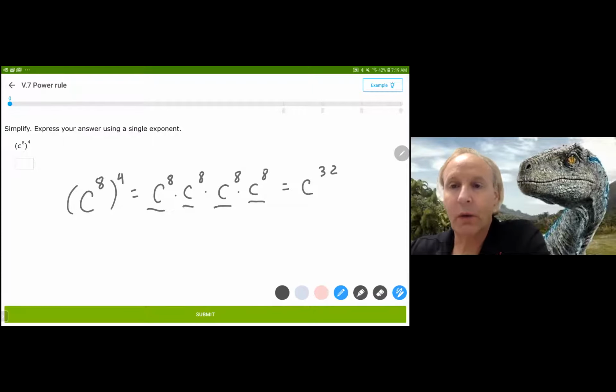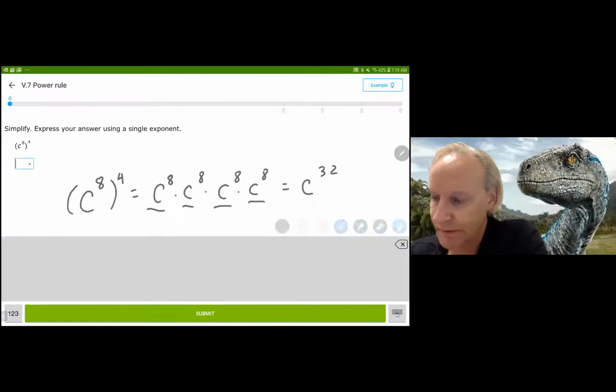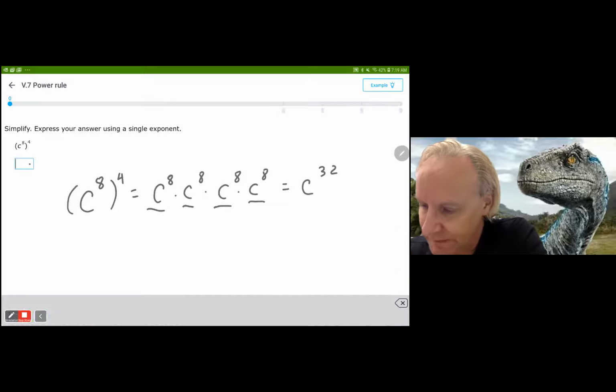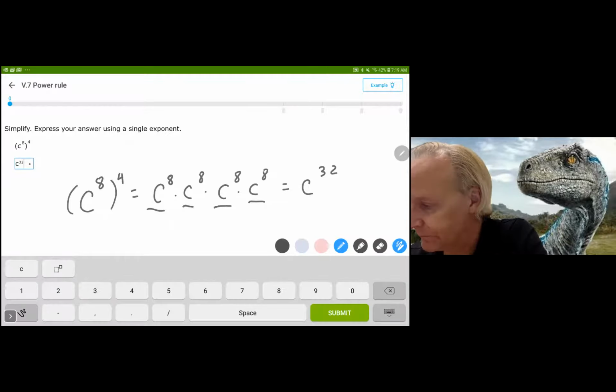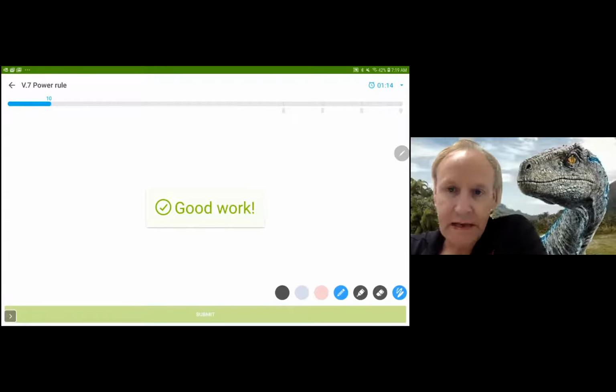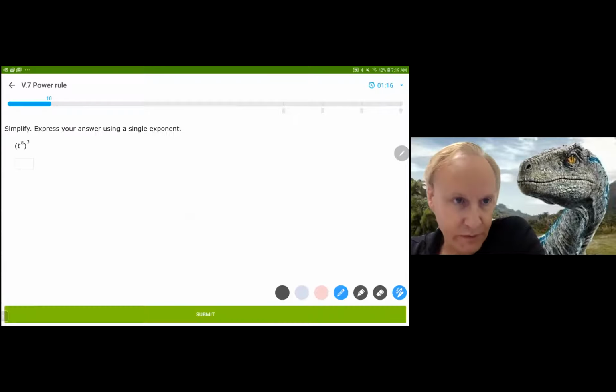You want to think about why you do what you do in math, not just how to do it. So there it is. This is c to the 32 power. And we're done. Okay. Now be careful. We may be distributing soon.